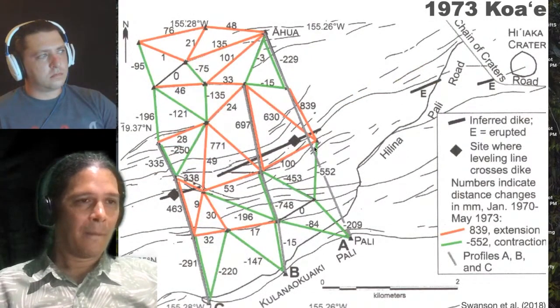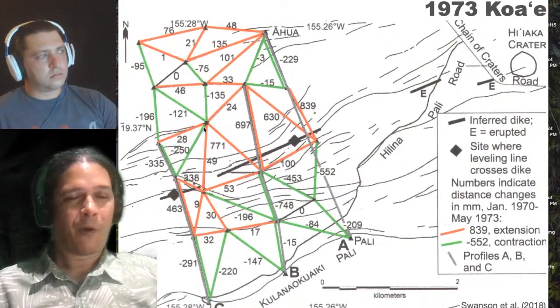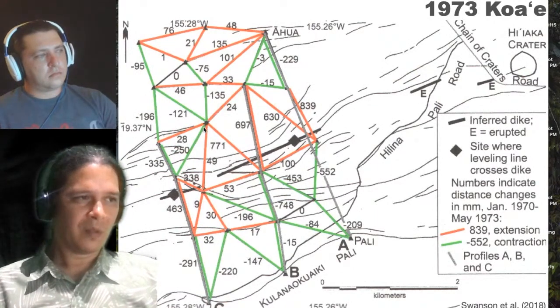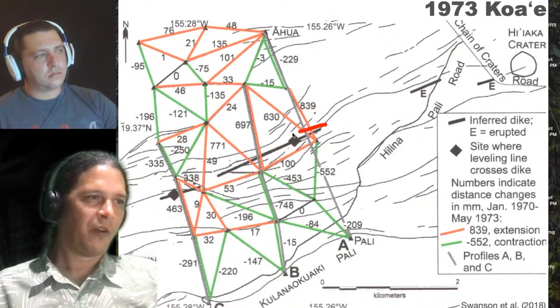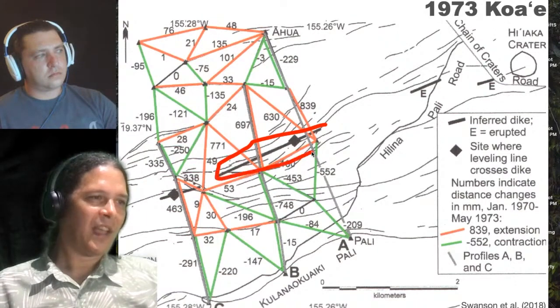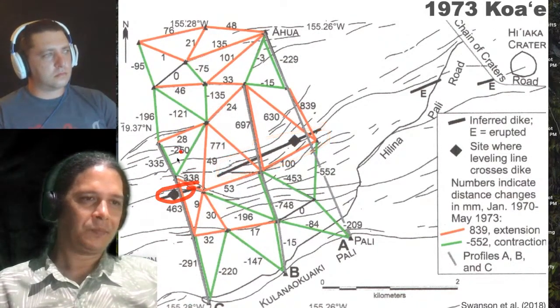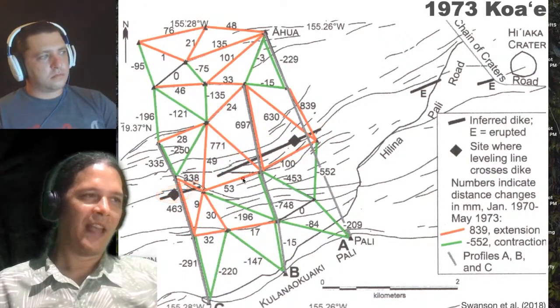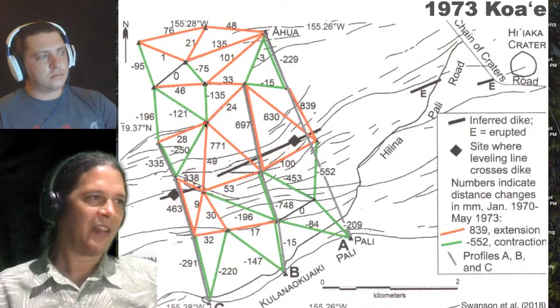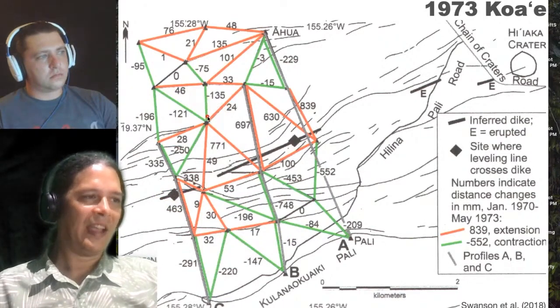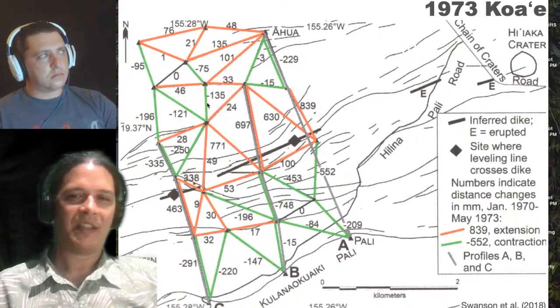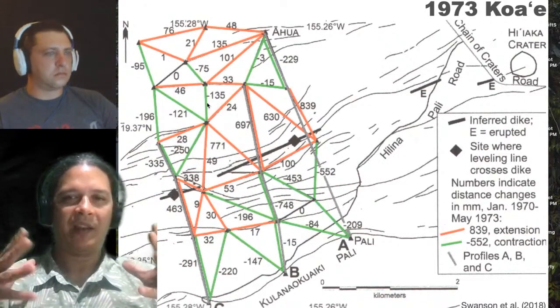This is a different version of that same data, right? Where now we have drawn on here where we think that those dikes are actually in place. And this is based on this whole triangulation survey here, right? And they actually have, if you can see that, the green is where the lines ended up contracting, right? Came closer together, and the red is where they're expanding.